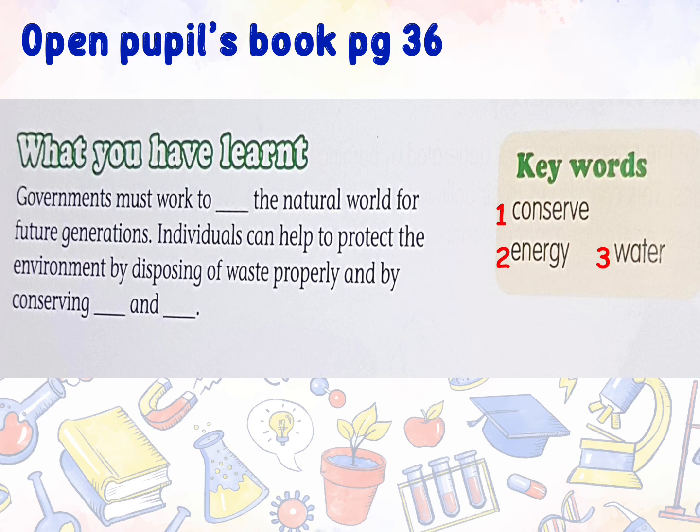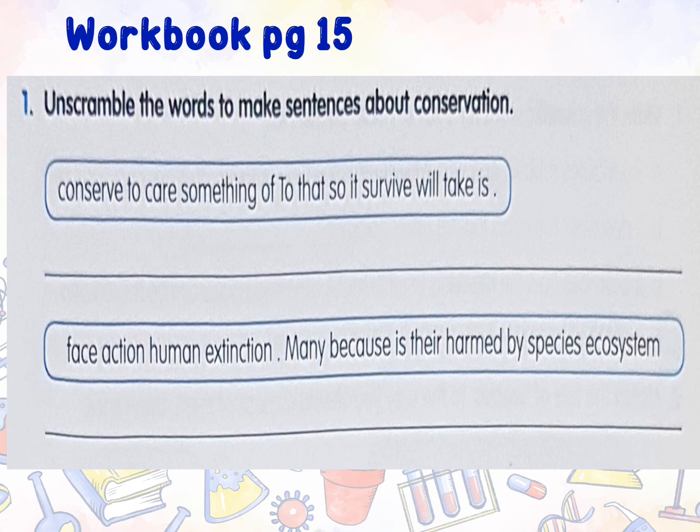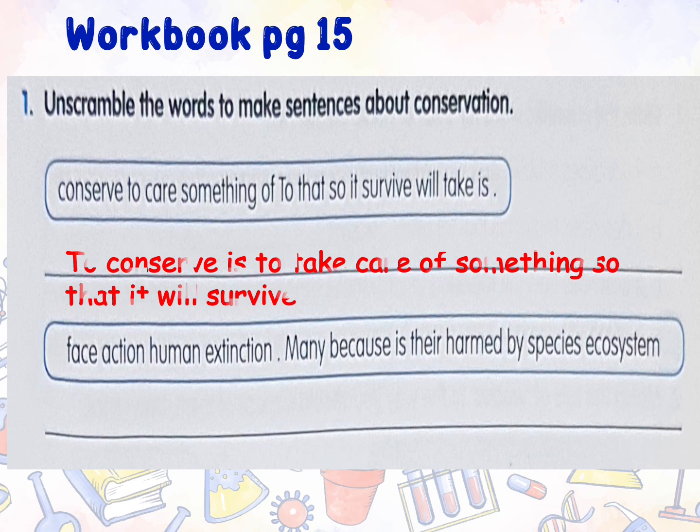Now let's do the workbook. We have only 3 questions in the workbook. Open your workbook, page 15. Unscramble the words to make sentences about conservation. So try to unscramble it. It starts with 2 because T is a capital letter. So it is what? To conserve is to take care of something so that it will survive.